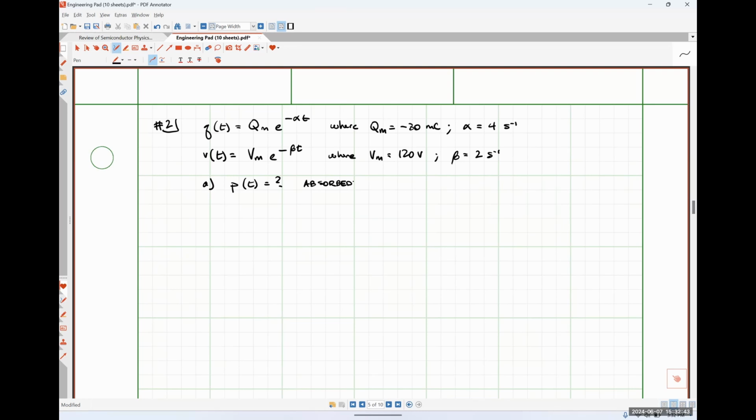And for part B, we want to calculate the energy over the interval 0 < t < 50 milliseconds. So does anybody have any thoughts?